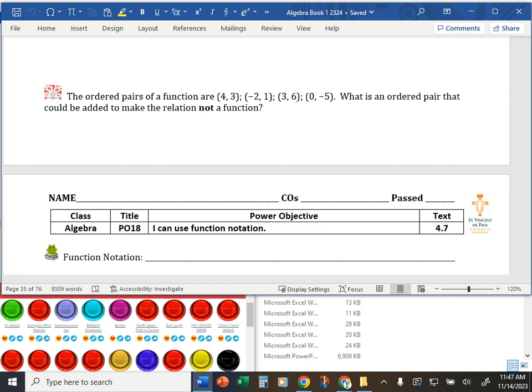It says the ordered pairs of a function are (4, 3), (-2, 1), (3, 6), (0, -5). What is an ordered pair that could be added to make the relation not a function? So right now, those 4 ordered pairs do create a function. What's an ordered pair you can add? A 5th ordered pair you can add that will make it not a function any longer. Okay? You didn't finish that.